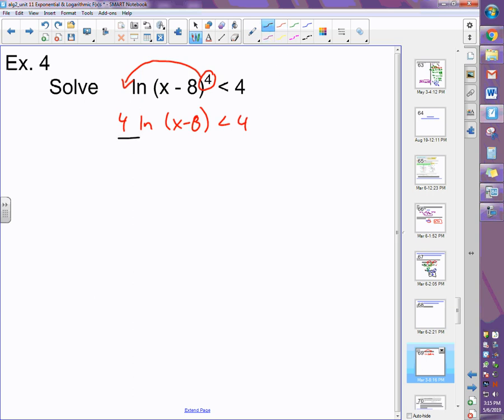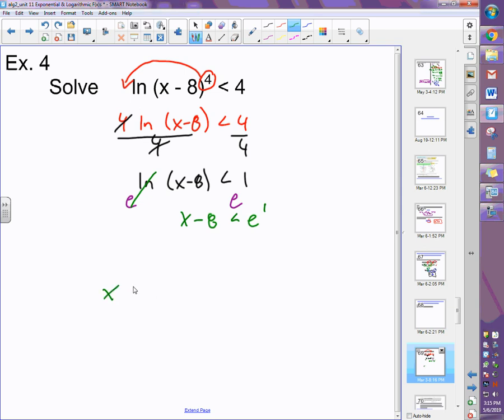I then will divide both sides by 4 to get this to cancel. So that leaves me with natural log of x minus 8 is less than 1. I now will apply a base e to both sides, so that the natural log will disappear here, leaving me with x minus 8 is less than e to the power of 1, or just e. And then I would add 8 to both sides, so that means x is less than e plus 8.